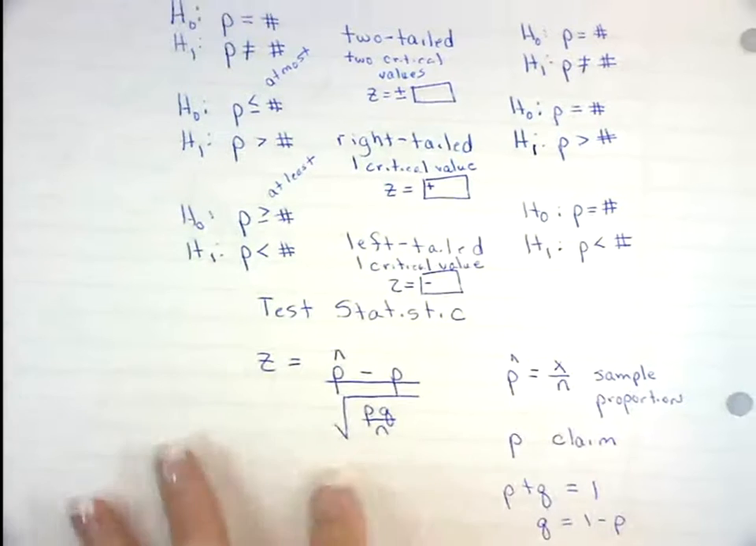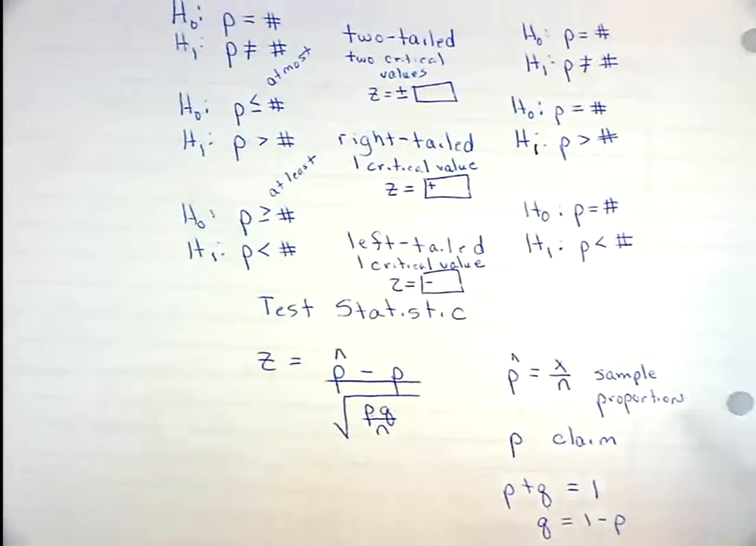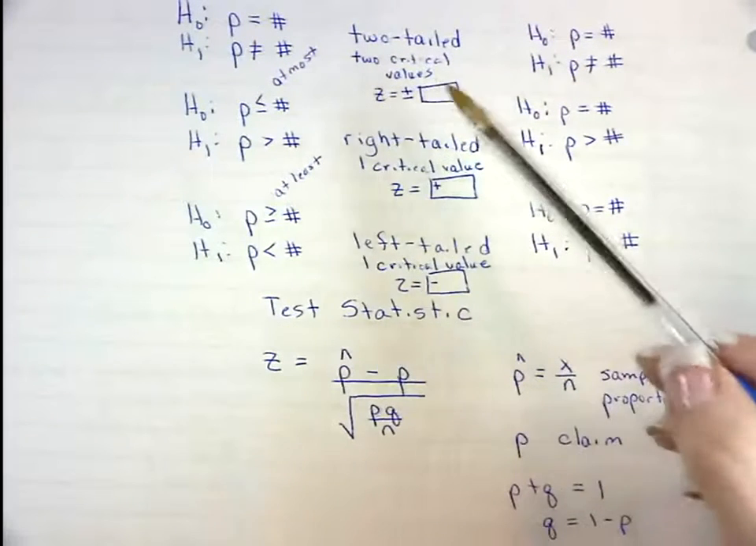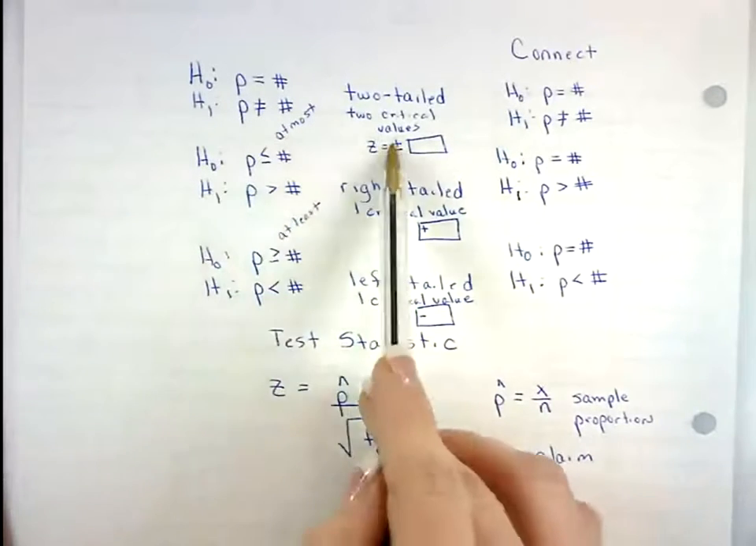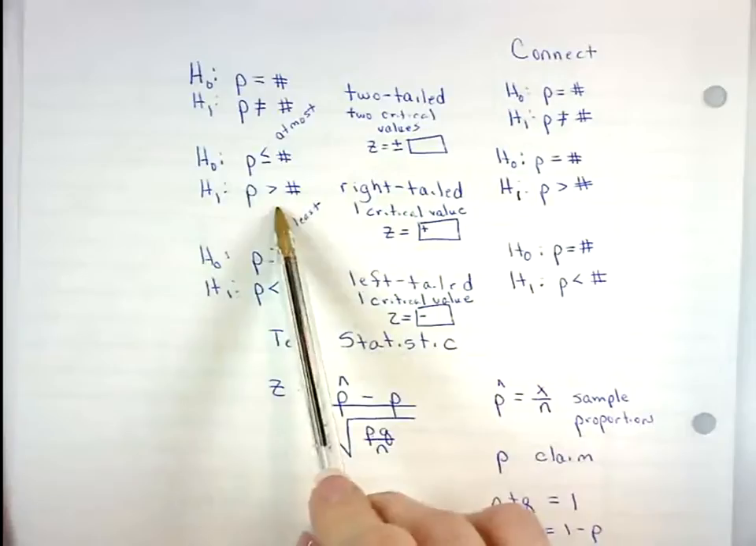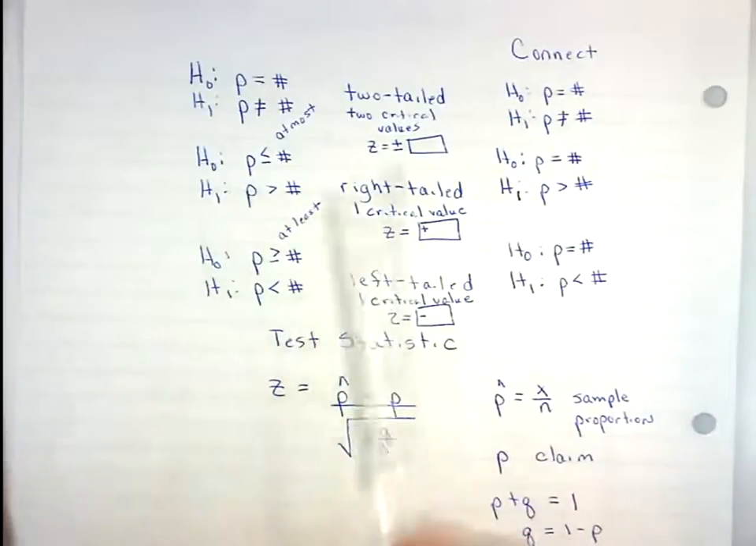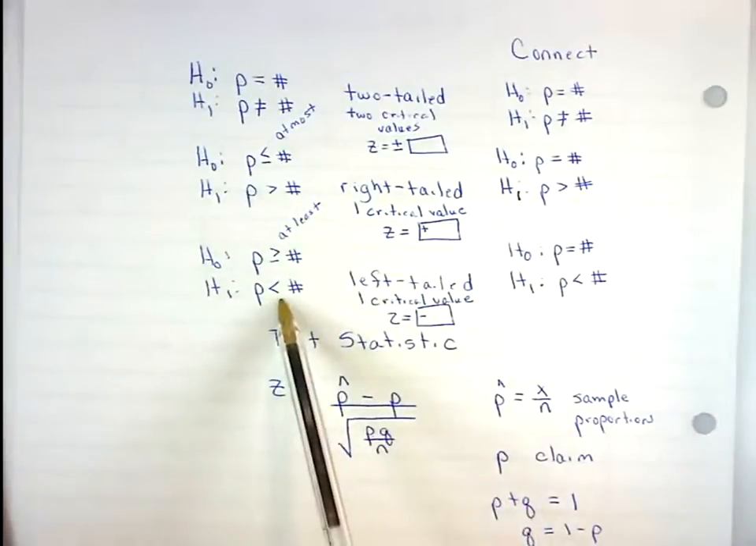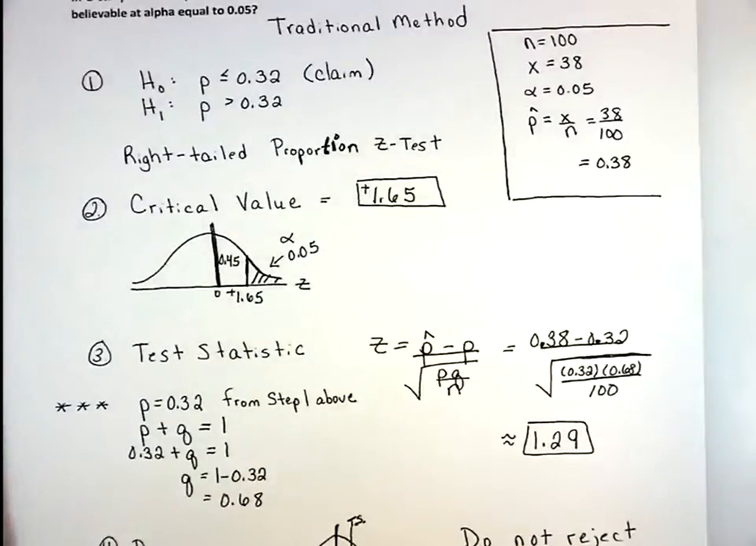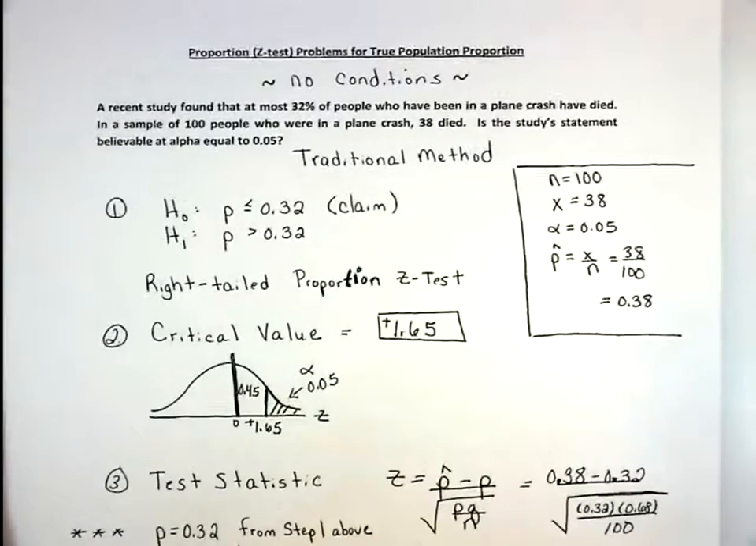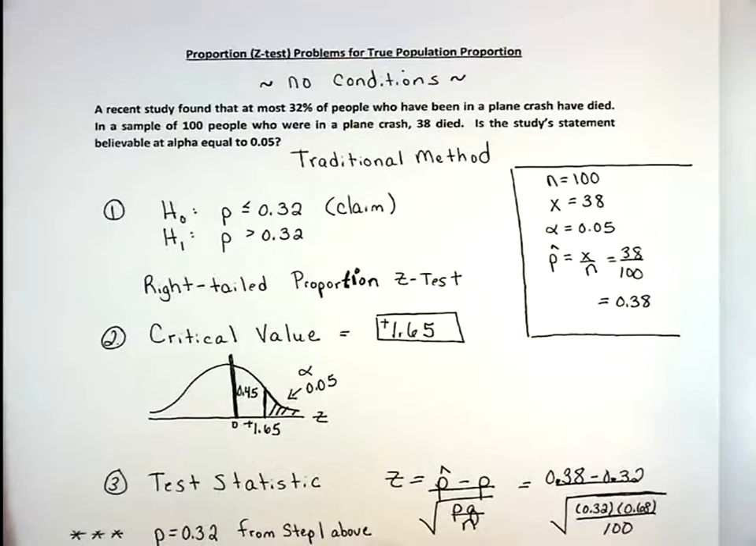And those indicate, in the traditional method, the critical values mark the rejection regions from the non-rejection regions. So two-tailed proportion z-test, two critical values. Right-tailed proportion z-test, one critical value, it's positive. Left-tailed proportion z-test, one critical value, and it's negative. Let's start and look at problem number 1. And I do want to go over the traditional method with you first.